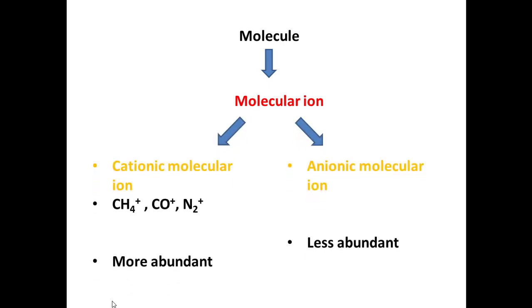The next thing is about molecular ions. Molecular ions are also of two types, cationic molecular ions and anionic molecular ions. Cationic molecular ions are more abundant. For example, CH4+, CO+, N2+. What is the concept of molecular cations? When we remove the positive charge from these species, then they can exist as stable molecules. So these are called the cationic molecular ions, and the cationic molecular ions are more abundant in the universe than anionic molecular ions.